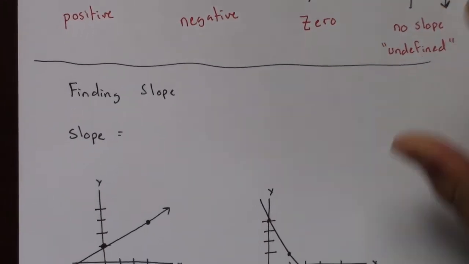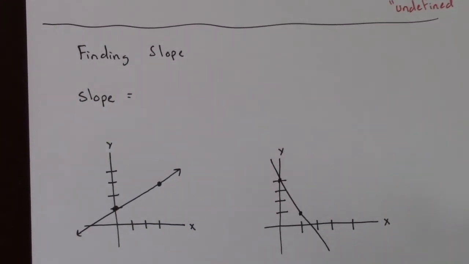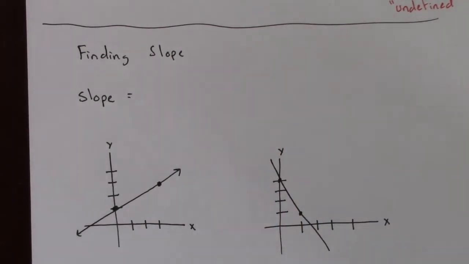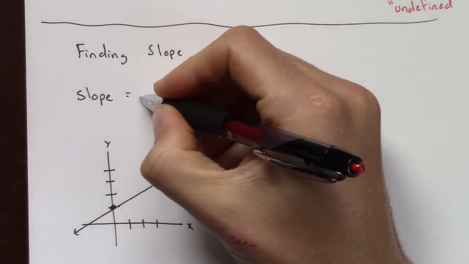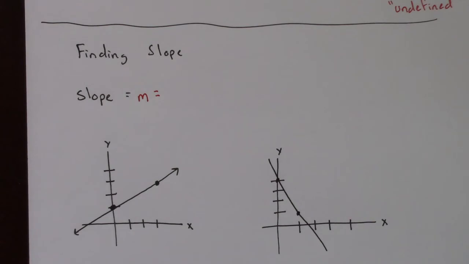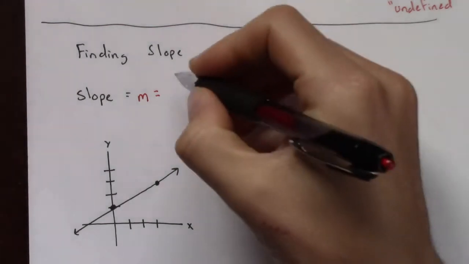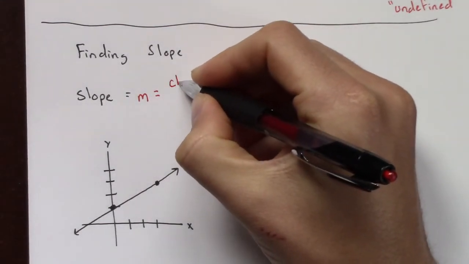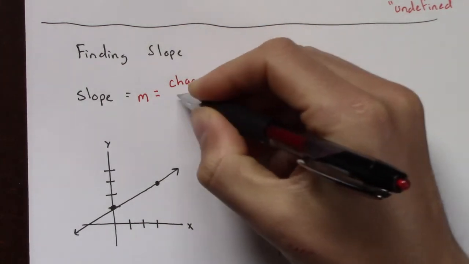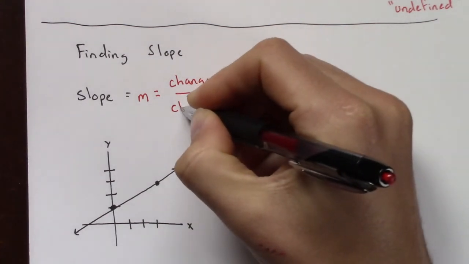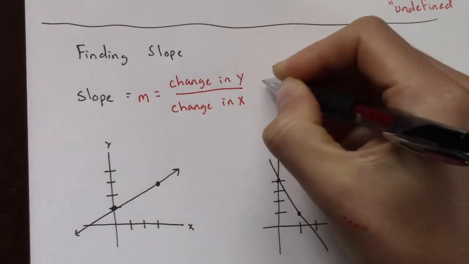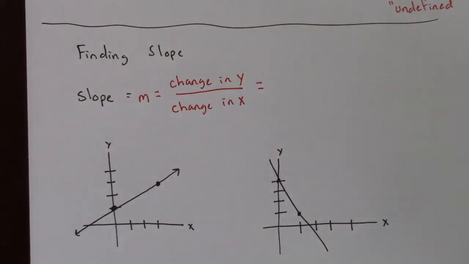So I'm going to see if I can get enough room right here. And so here's what I want you to remember for a second. When you go to find slope, I want you to remember, just for reference, that slope is the letter M, a shorthand we often use for it. That'll show up later with our equation of a line. It is also referred to as the change in y over the change in x.